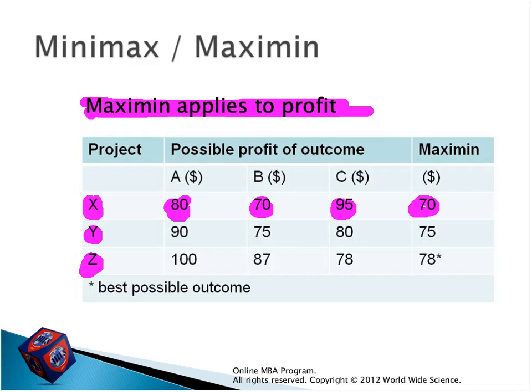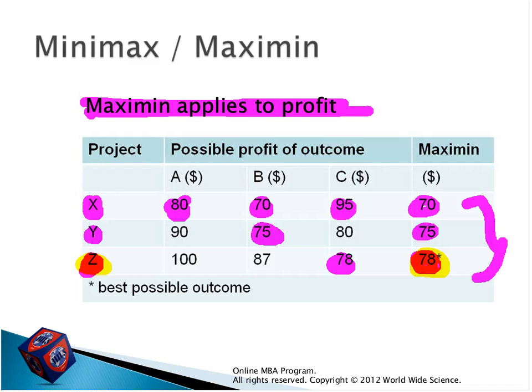And we do accordingly for projects Y and Z. First, we have to find the smallest profit from the possible outcomes. In project Y it's 75, and project Z is 78. Now, as we have identified the smallest profit from each project, we have to find the biggest profit over the three projects. Is it 78? It's project Z, right? This one, project Z, which means the best possible outcome can be achieved by project Z.